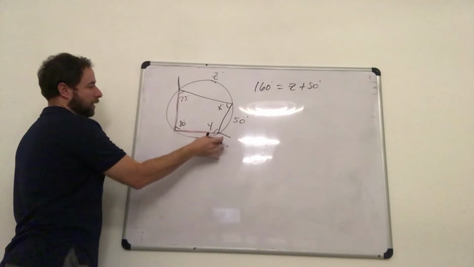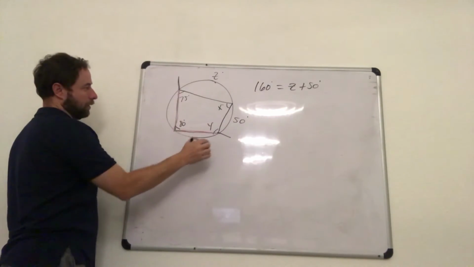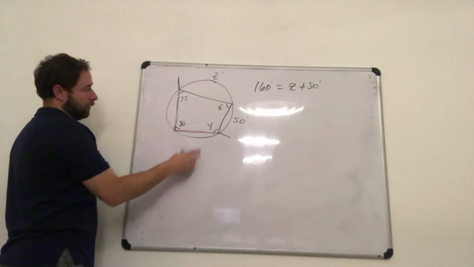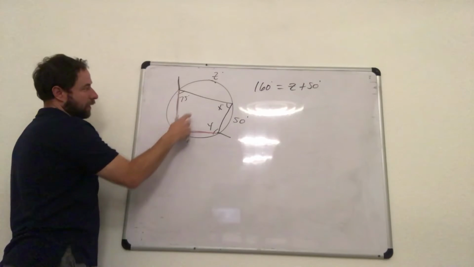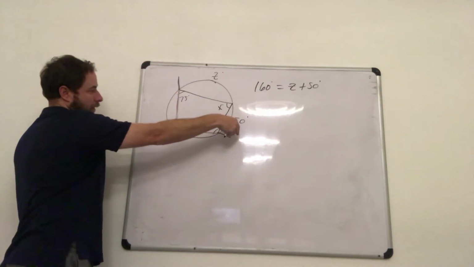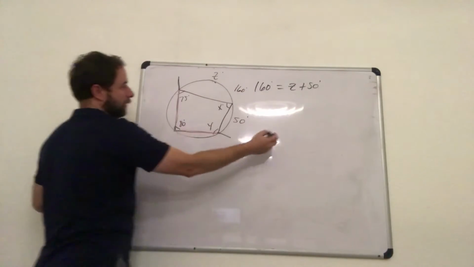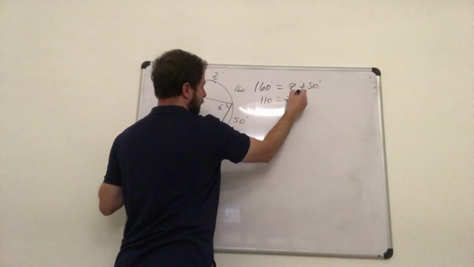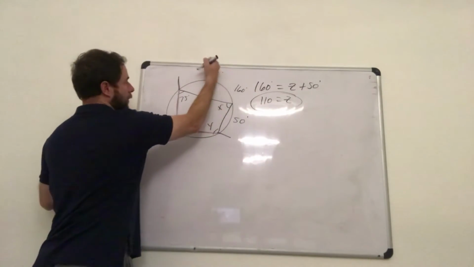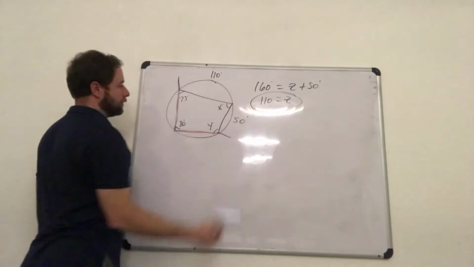You've got to kind of be able to break it down and not look at the whole picture, but just the little picture here. So we made a true statement. If the whole thing is 160 because it's double 80 degrees, then you say that 160, the whole arc, is equal to 50 plus z. So z is 110. So we get right up here that z is 110 degrees.